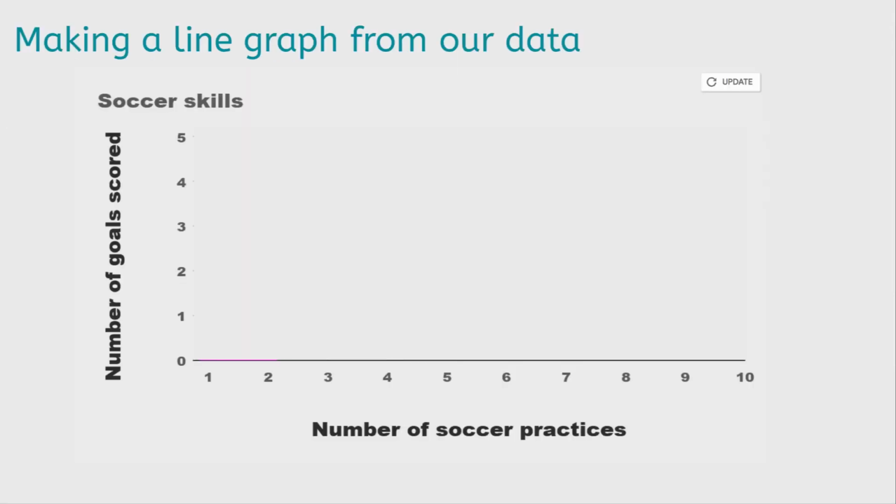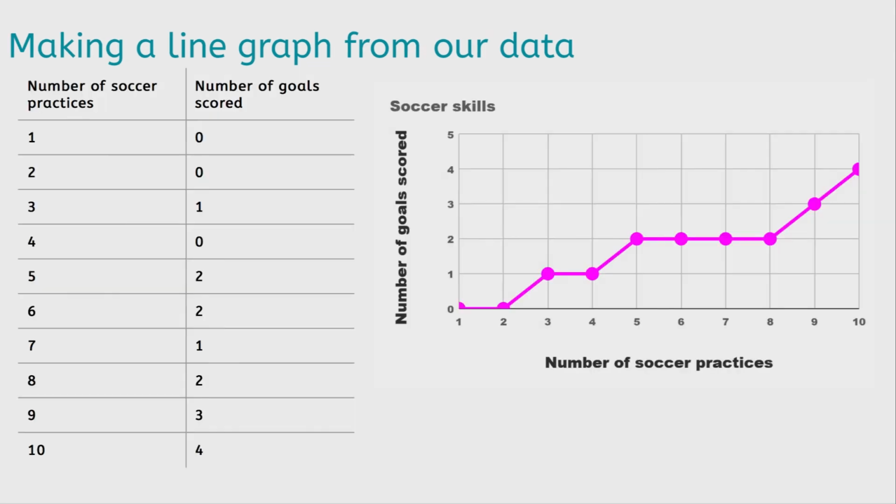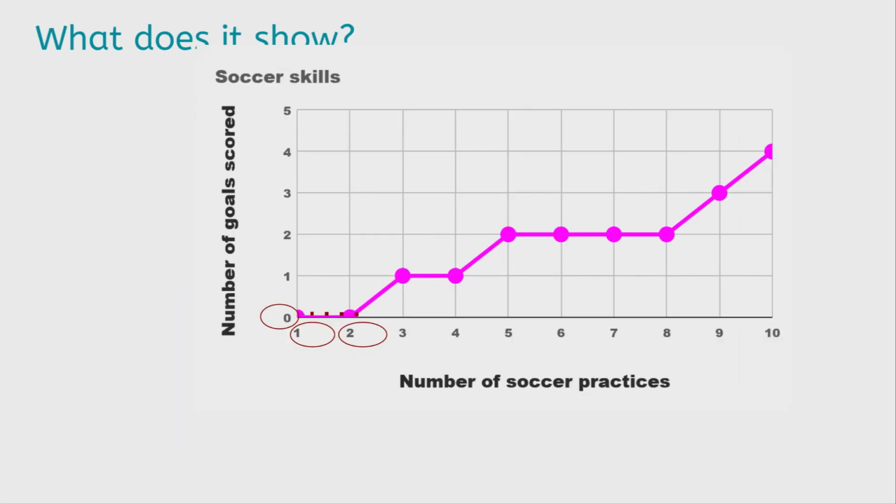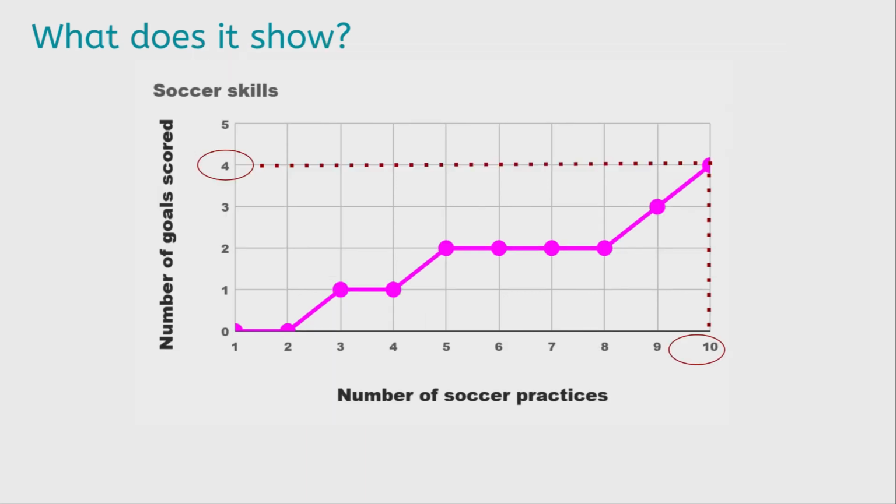But let's draw our own graph. We'll put the number of soccer practices on the x-axis and the number of goals that we scored on the y-axis. So there's our data. There's our graph based on our table. And we can see where we scored 0 goals after going to practice 1 and 2. Those are the low part of our line, the kind that stay right on the axis. But after 10 practices, we scored all the way up to 4 goals, and that was our highest scoring game and the highest point on our graph.